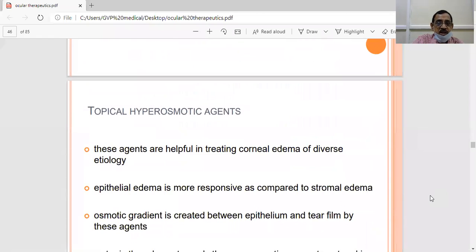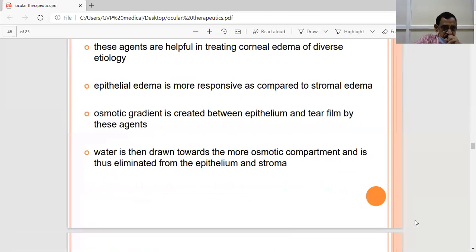Topical hyperosmotic agents are helpful in treating corneal edema of diverse etiology. Epithelial edema is more responsive as compared to stromal edema. An osmotic gradient is created between the epithelium and tear film by these agents. Water is then drawn towards the more osmotic compartment and is eliminated from the epithelium and stroma.